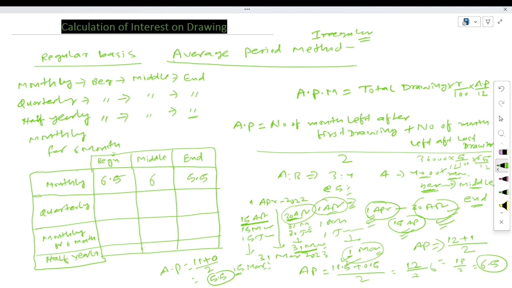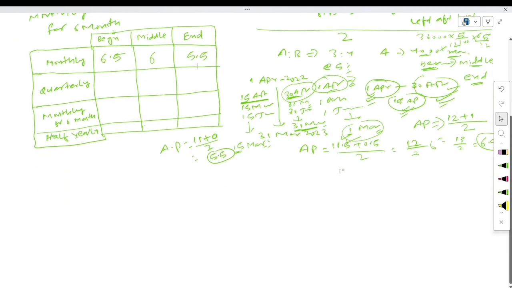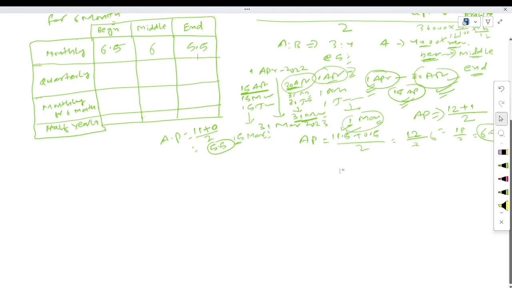This is clear about the monthly drawing, beginning, middle and end. Now come to the quarterly. Now here is the concept of quarterly. Here are the same partners A and B, having profit sharing ratio 3:4, and A is withdrawing 4,000. Now he is withdrawing quarterly.